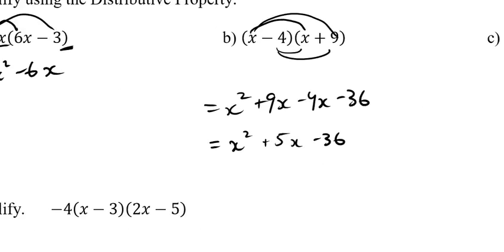What does this kind of look like? Brianna? Anybody remember? It looks like a factoring question, right? Like a trinomial factoring question. Two numbers that add to 5 and multiply to 36. Because it is. Because that's the opposite of expanding. Remember when we learned that? Those are opposite operations. So whenever you expand, you're going to get something that looks like that factoring thing.